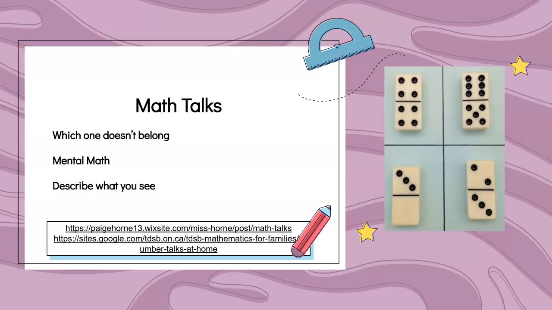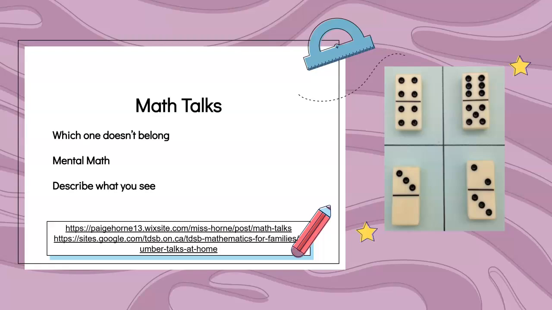Maybe you could come up with all different reasons. Maybe the top right one is the only one that has 6 on top. The top left one could also be the one that doesn't belong because it's the only one with 2 even numbers. So you can come up with all different reasons of why one of these doesn't belong, and it really requires you to think about numbers, how they relate to each other, comparing and contrasting. So I really love those which one doesn't belong. Those are things that you can even create on your own. Write 4 numbers down, say, all right, which one doesn't belong? Tell me why. Really simple to create on your own.